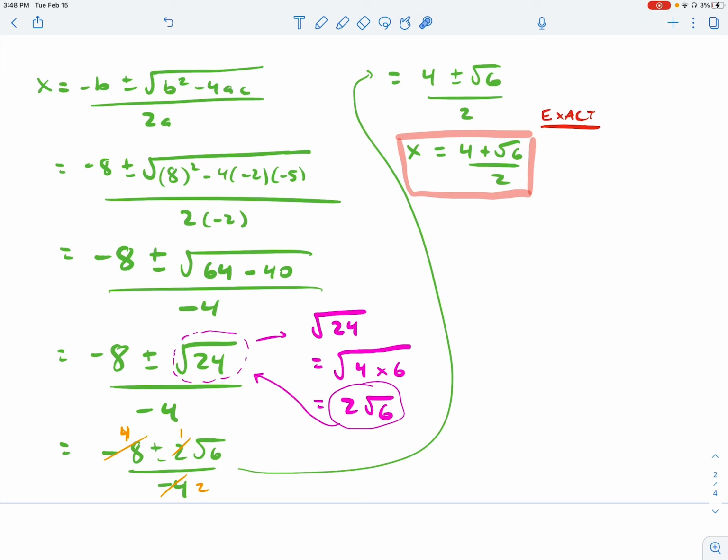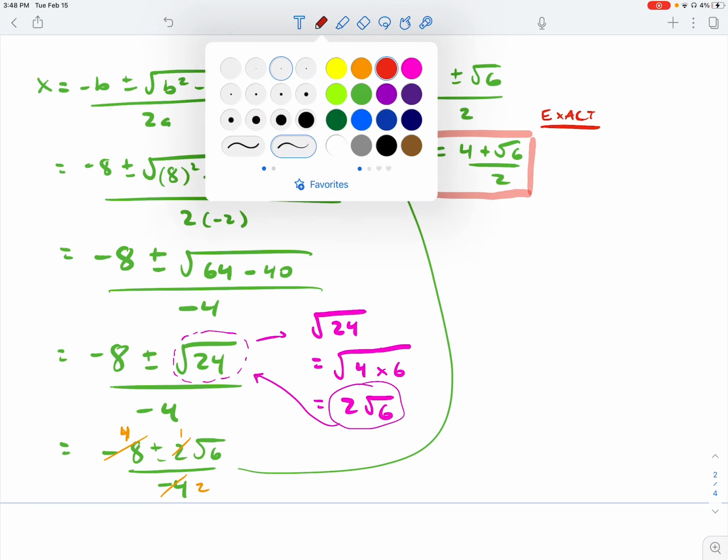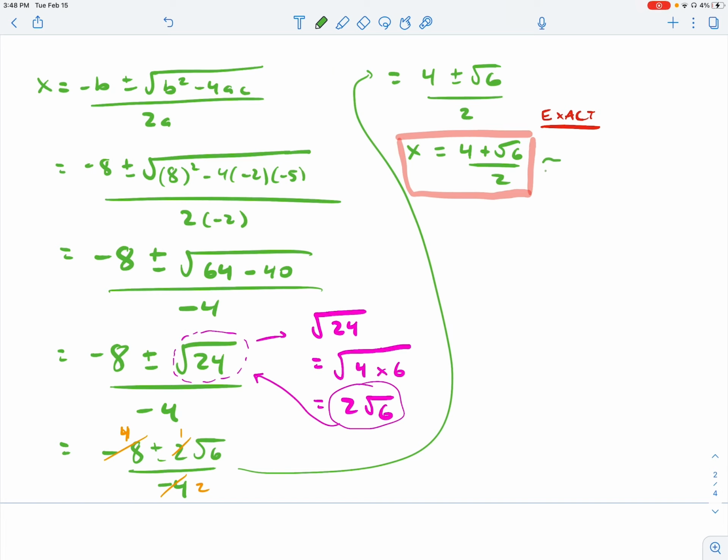Okay, I can divide 4 by 2, but I can't divide root 6 by 2. So this is as simplified as it gets. If I try to evaluate the square root of 6, that's a non-terminating decimal, and I can't possibly write that number out without rounding it. So that's what makes this exact. We'll do an approximation of this in a second, but for now, this is the exact form.